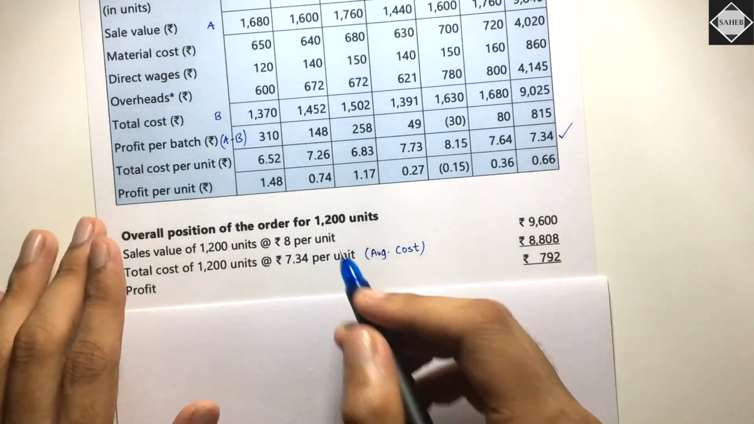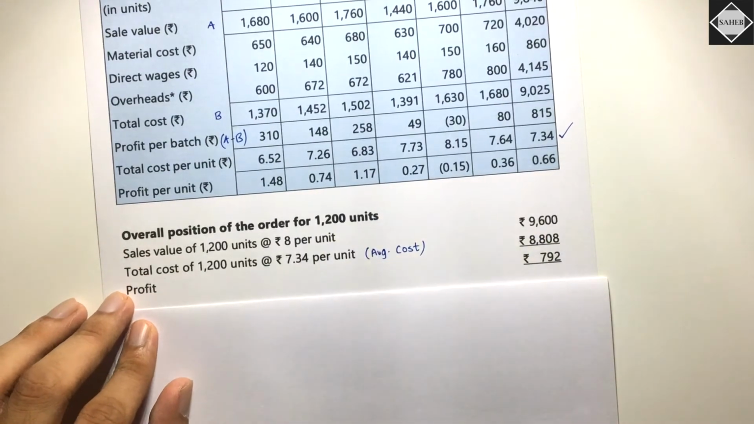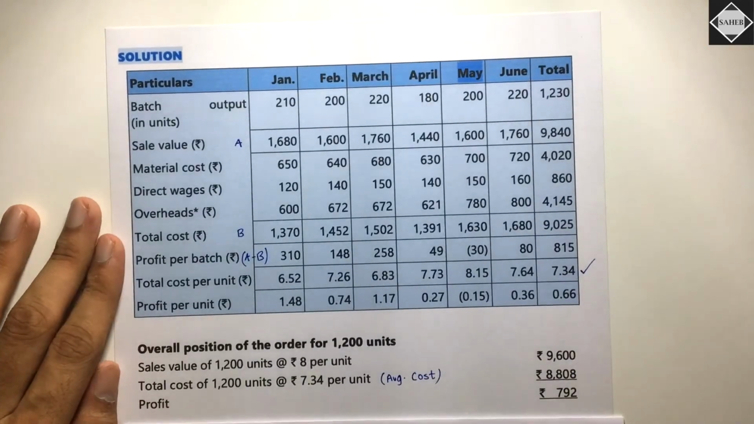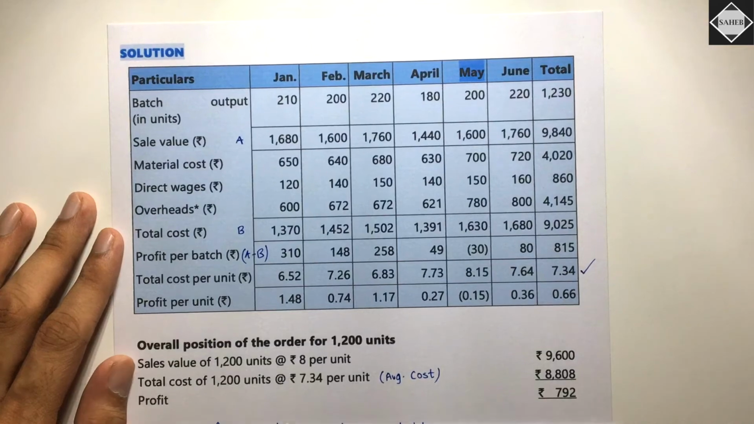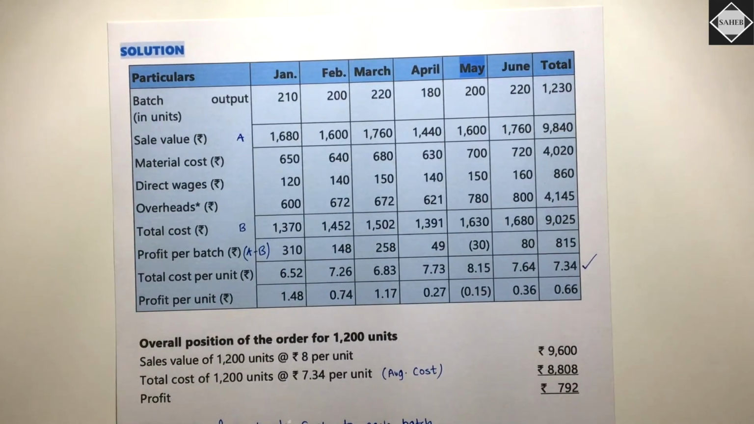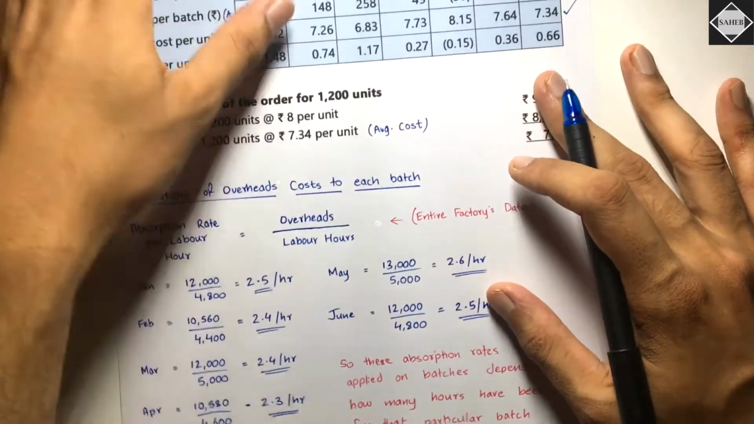The budgeted units were 1200, whatever the order was, but the actual production is more than that, 1230. That's fine. So this is how you have to do it. It's really simple and straightforward. It was not difficult. It's just that there is a little bit of calculation and multiple batches, so you have to be careful with the figures. That's all.